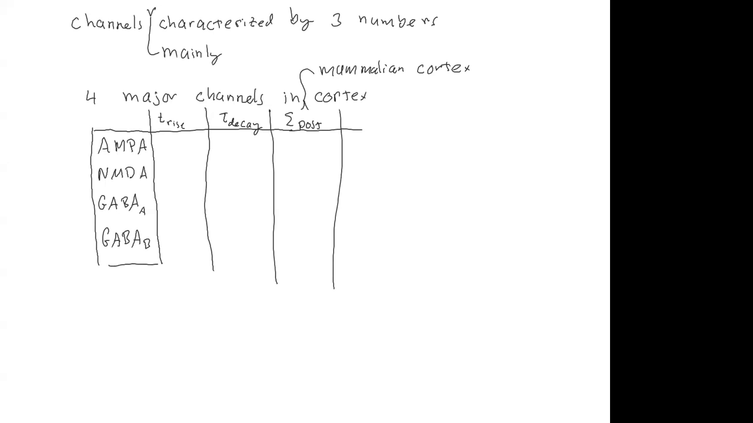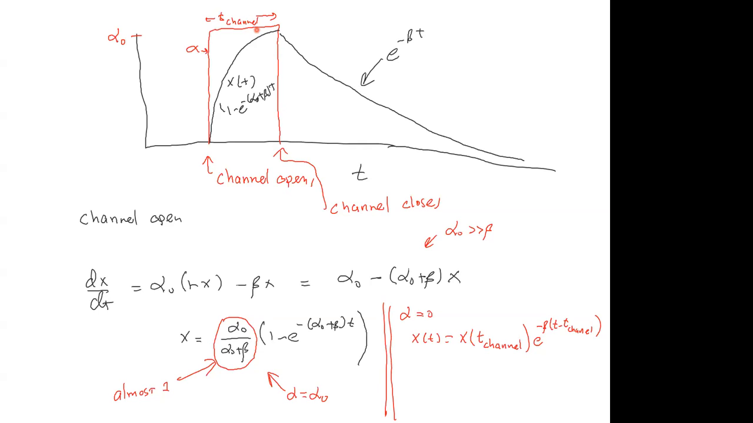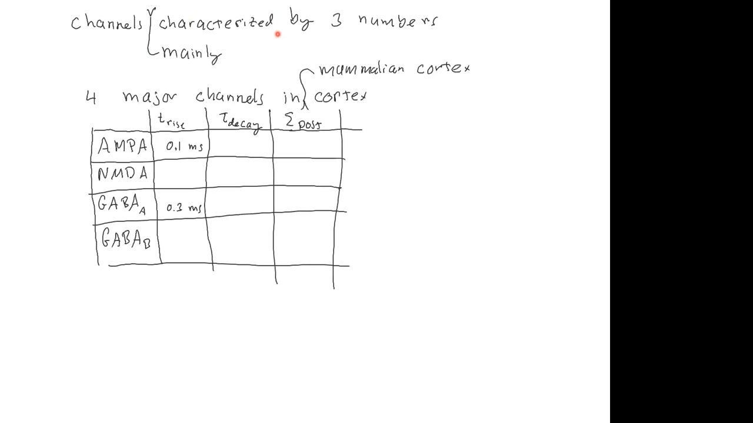So AMPA and GABA A are very fast. These are approximate, they vary, but rise times of around 0.1 milliseconds. Super fast, and this is 0.3 milliseconds. If you look at this picture, basically sub-millisecond, it goes up to sort of near its maximum. And decays are also pretty fast. This is about 5 milliseconds. Everything's in milliseconds. This is also around 5.